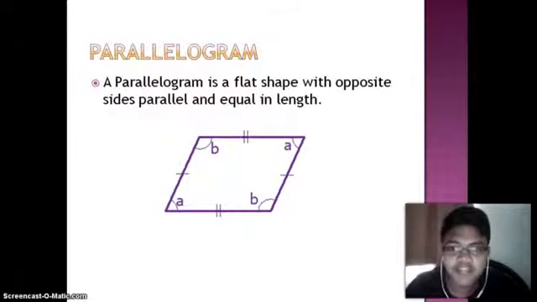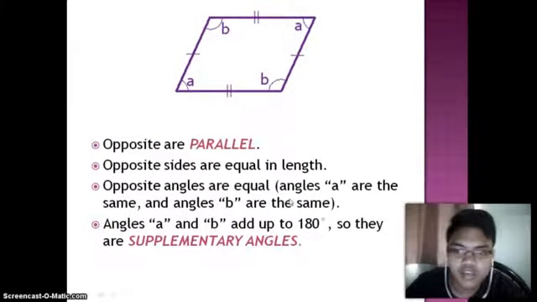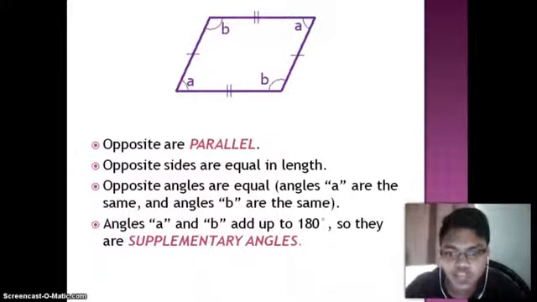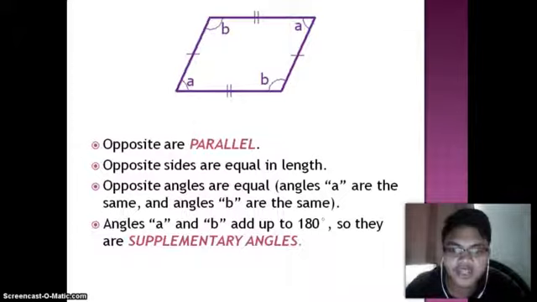Parallelogram. A parallelogram is a flat shape with opposite sides parallel and equal in length. So you can see this is a parallelogram. Next, in a parallelogram the opposite sides are parallel. Opposite sides are equal in length. Opposite angles are equal. Angle A are the same and angle B are the same. Angle A and B add up to 180, so they are supplementary angles.